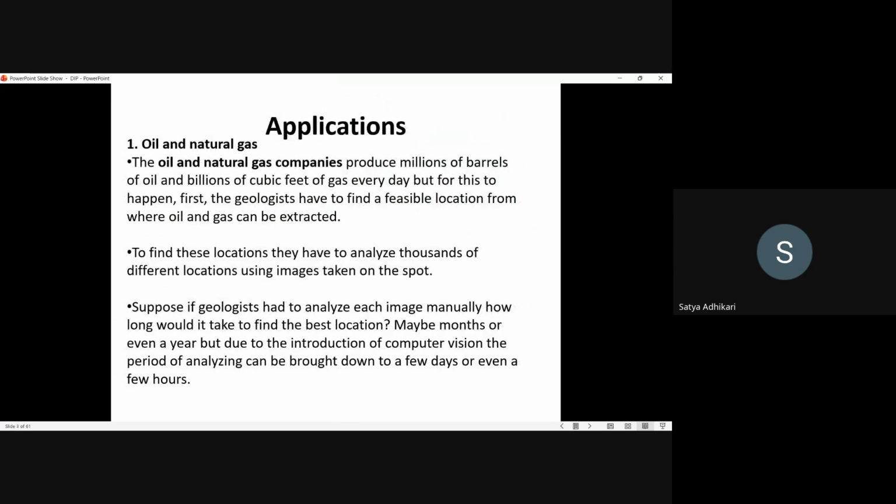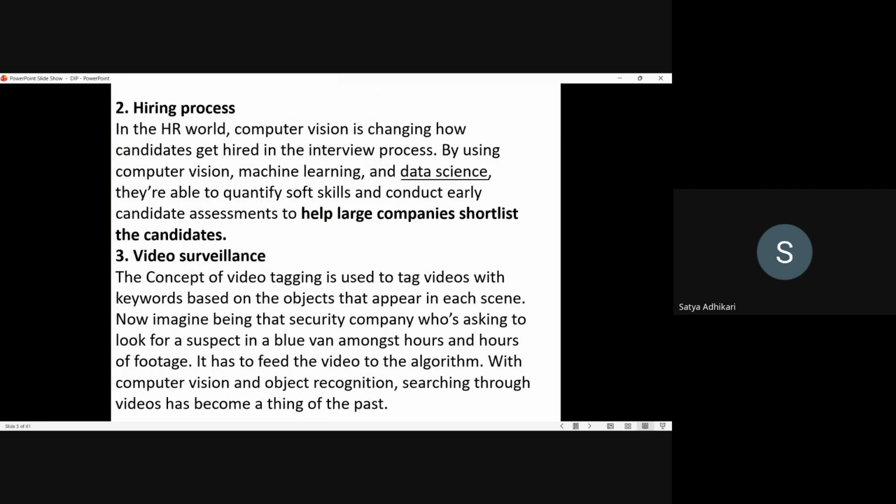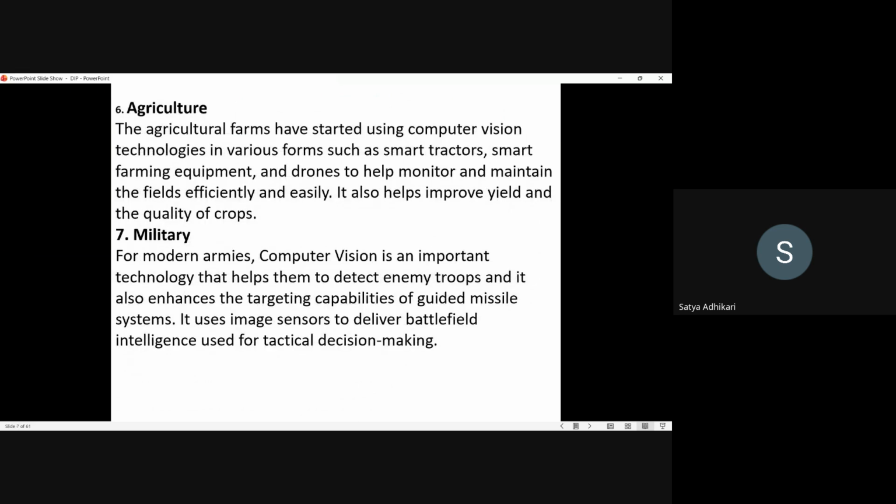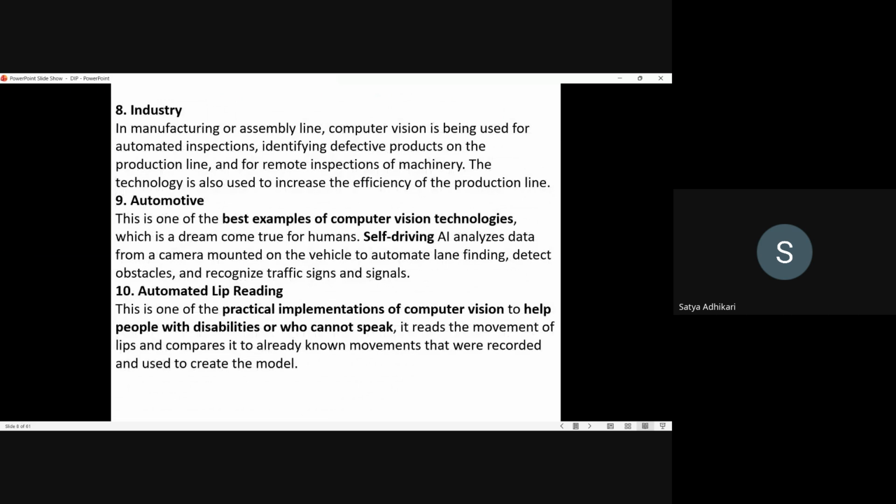I've already discussed the applications in almost all sectors. The use of AI or computer vision, you will get nowadays in oil and natural gas, the hiring process also, video surveillance, in construction we have discussed, healthcare also, agriculture, military, industry, automotive, and automated lip reading.